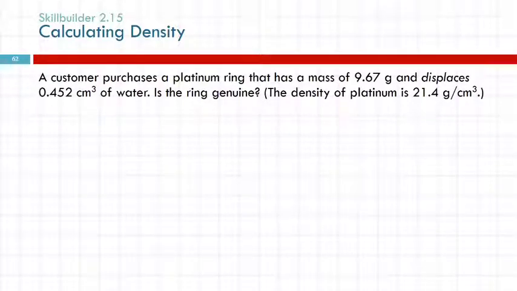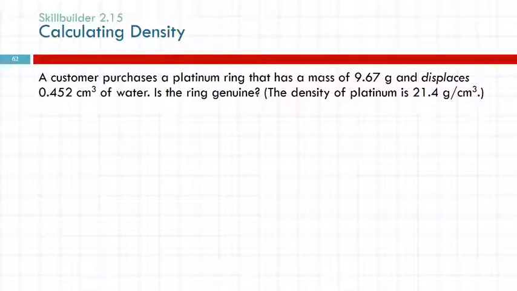Another example. Customer purchases a platinum ring that has a mass of 9.67 grams and displaces 0.452 cubic centimeters of water. Is the ring genuine? And the density of platinum is 21.4 grams per cubic centimeter. It doesn't matter what shape or size a piece of platinum is, it will always have the same density. You could make something out of aluminum or silver that might look very much like platinum, but it's going to have a different density. And so by finding the density of this ring, you can identify whether it's platinum or not.